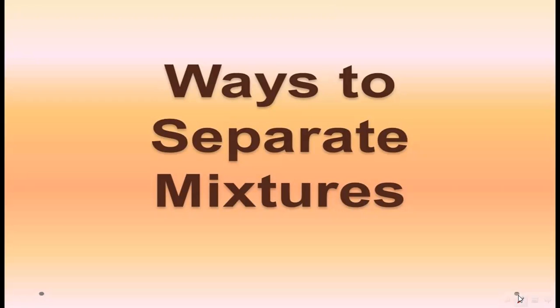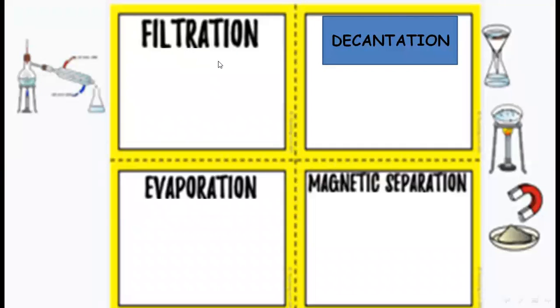Ways to separate mixtures. We use four ways to separate mixtures. First one, filtration. Second one, decantation or sedimentation. Third one, evaporation. And fourth is magnetic separation. Filtration, decantation or sedimentation, evaporation, and magnetic separation. So let's discuss one by one. First one is filtration.